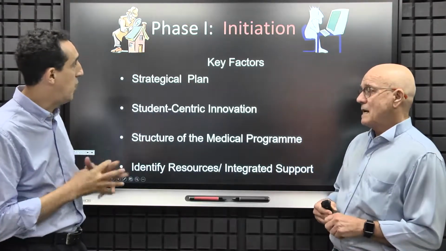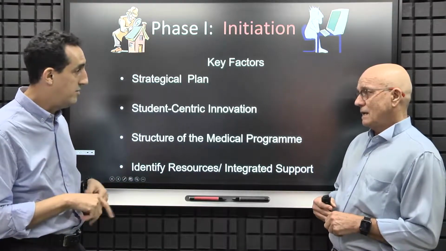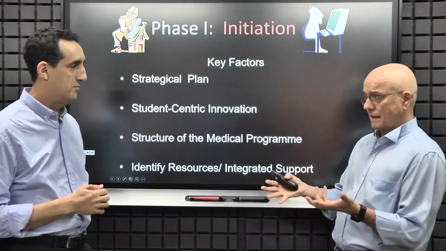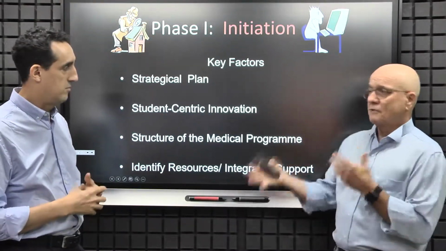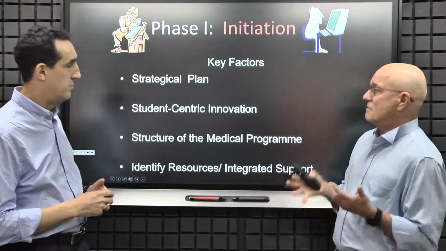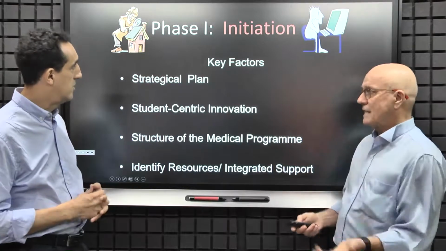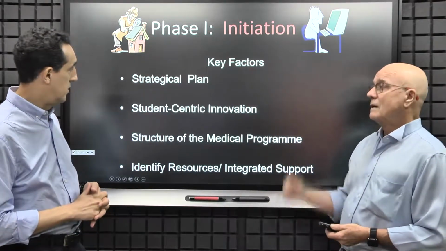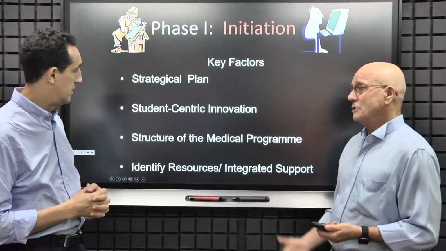Correct. And this is phase one, which is the initiation phase. In the paper, we talk a little bit about how we did this. We used a bit of the Delphi technique, right? So the three of us decided that we would get together and look at what are the key factors that we would want to translate. So first thing, strategical plan. What do we mean by that, a strategical plan?